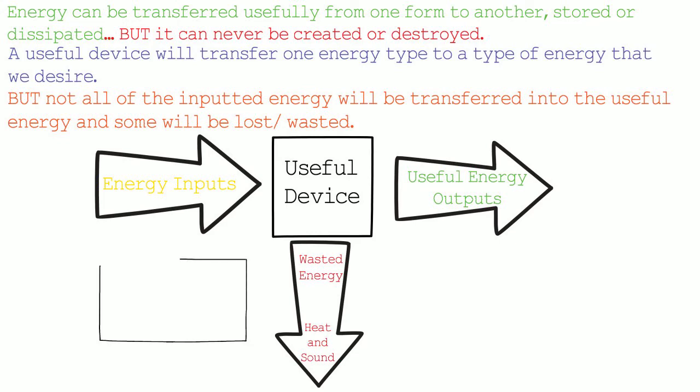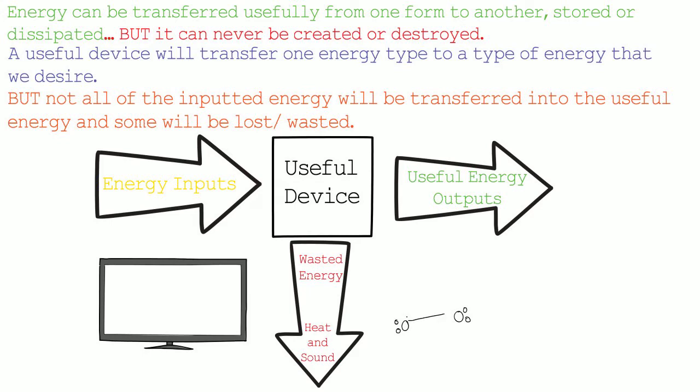Let's use the example of a television. A television turns electrical energy into sound and light. However, some of the inputted energy is turned into heat, which is not a desirable type of energy.